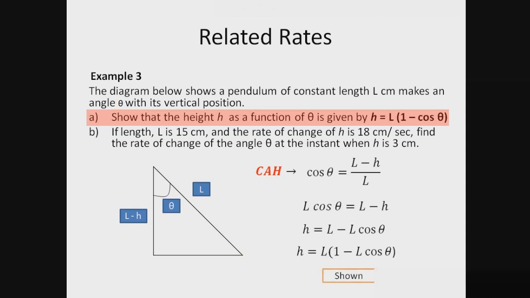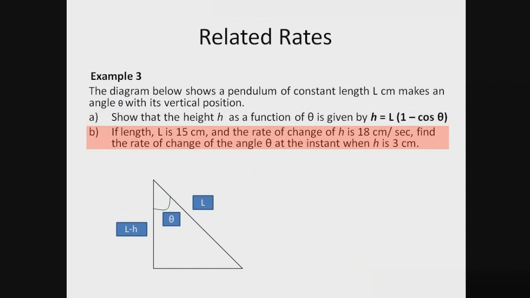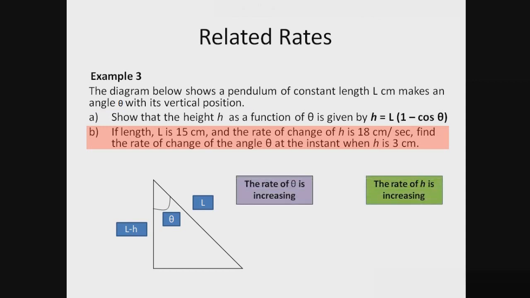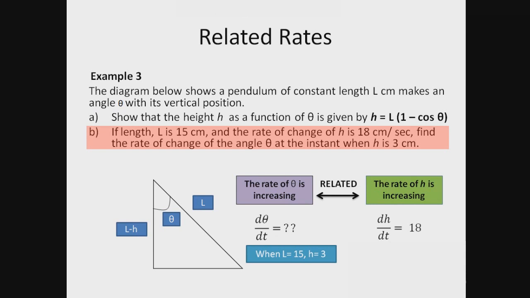Question B. If length L is 50 cm and the rate of change of H is 18 cm per second, find the rate of change of the angle theta at the instant when H is 3 cm. We now know that the rate of theta is increasing as the rate of height is also increasing, so these two variables are related. Now we collect all the information, which is dh over dt is given by 18, and we need to find d theta over dt. And note that L is also given as 50 cm.